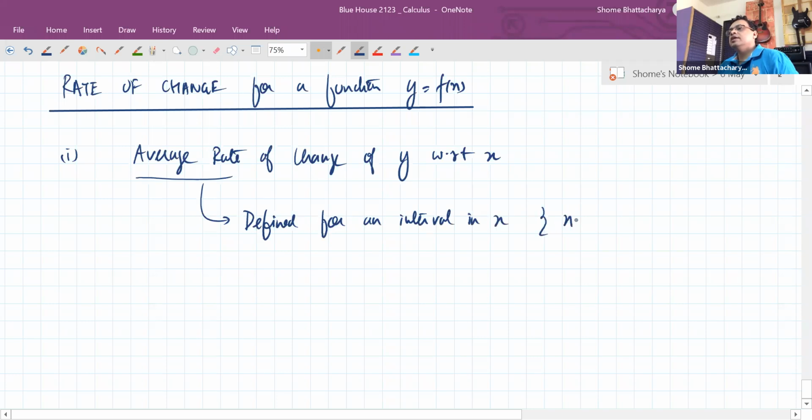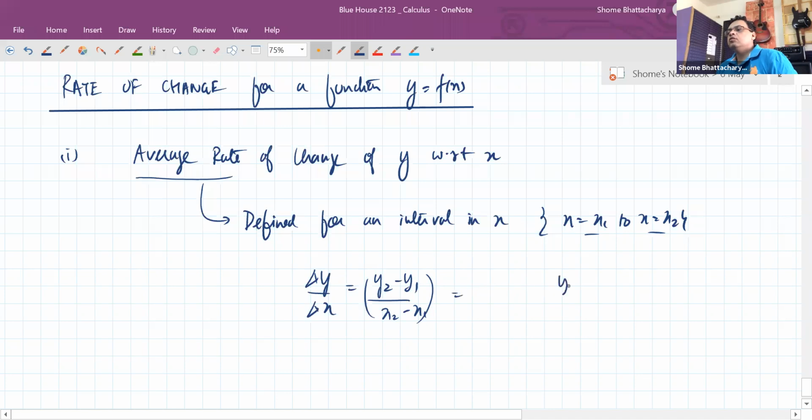Let's say x equal to x1 to x equal to x2. So the definition of average rate of change becomes, the symbol we use for it is delta y by delta x, which is the change in y upon the change in x. So it is y2 minus y1 upon x2 minus x1. So given a value of x1 and x2, how do we correspondingly calculate y1 and y2? Here y1 is equal to f of x1 and y2 is equal to f of x2.